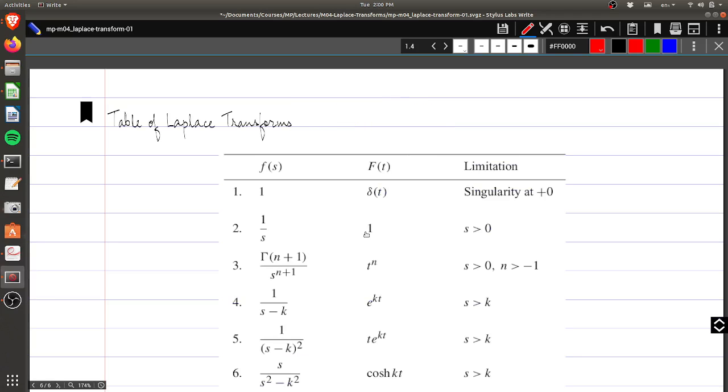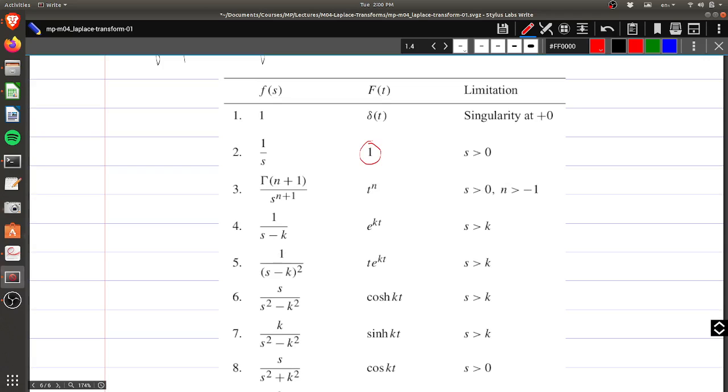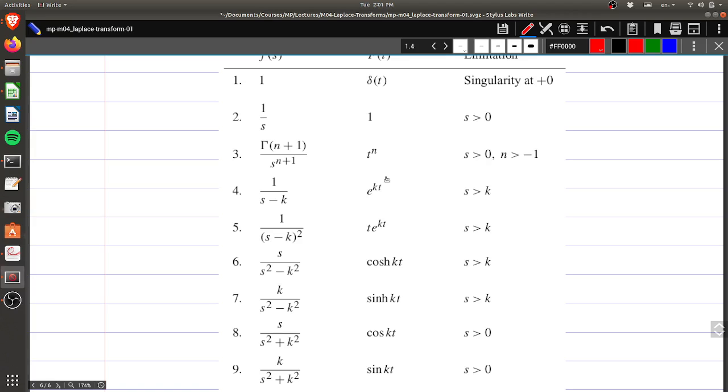So now we go to the table of Laplace transforms. This summarizes the results that we got. For instance, some more results are given. The Laplace transform of the Dirac delta function is 1. Then this is what we started with: we found the Laplace transform of 1 is equal to 1 by s. Then the Laplace transform of t to the power n is gamma of n plus 1 by s to the power n plus 1. I just picked up this table from Arfken. The Laplace transform of e to the power kt is 1 by s minus k, and so on. So you can get this relationship between the function and its Laplace transform from this table.